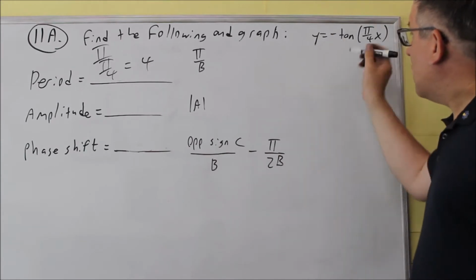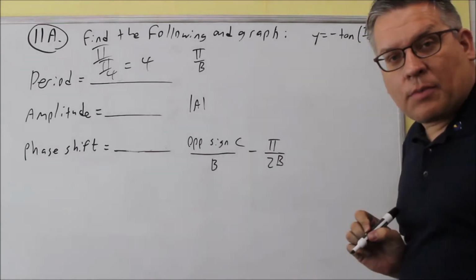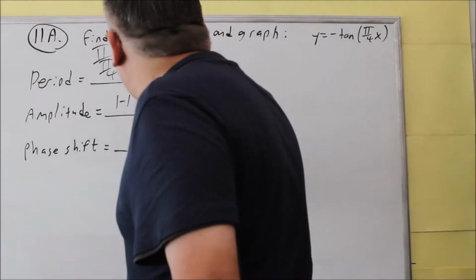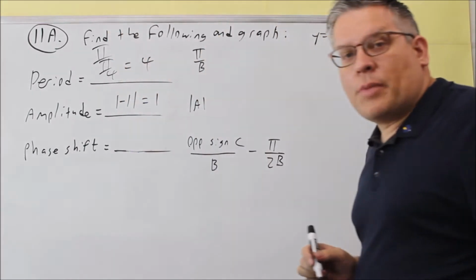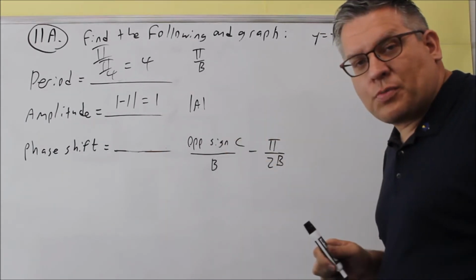The amplitude is the absolute value of the number in front of the trig function. In this case, there's a -1 there. Absolute value of that, absolute value of -1, is going to give you +1. Now for the phase shift, we want to use this formula, so let's plug everything in.